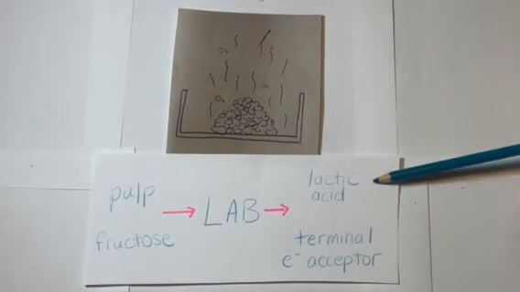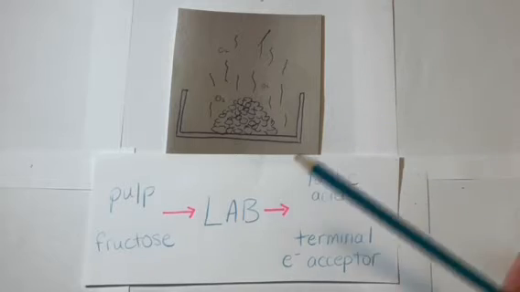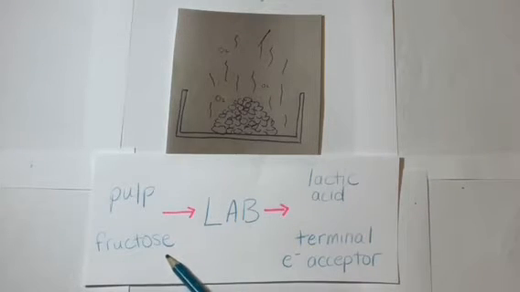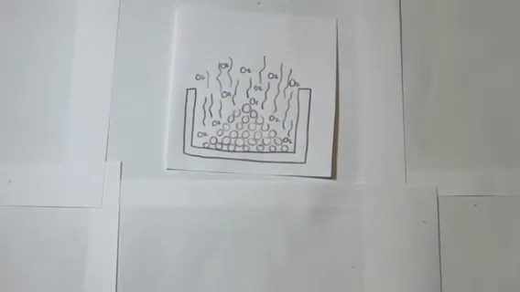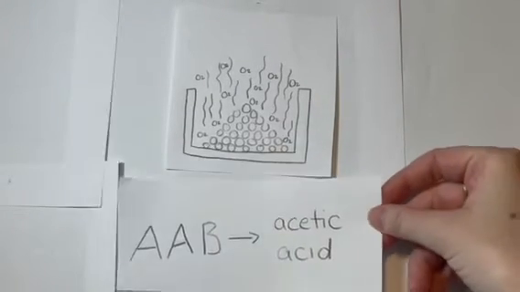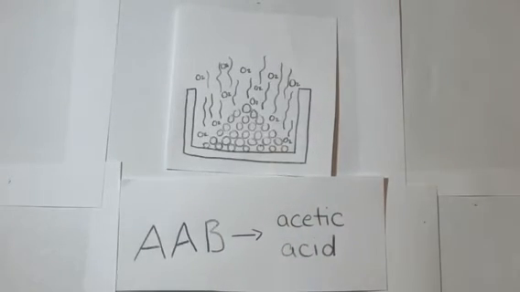They will also use sugars from the pulp to create lactic acid, and they can also utilize the ample fructose in the environment as a terminal electron acceptor. As more pulp is broken down, even more aeration is achieved, and acetic acid bacteria can thrive. This marks the start of the end of fermentation.